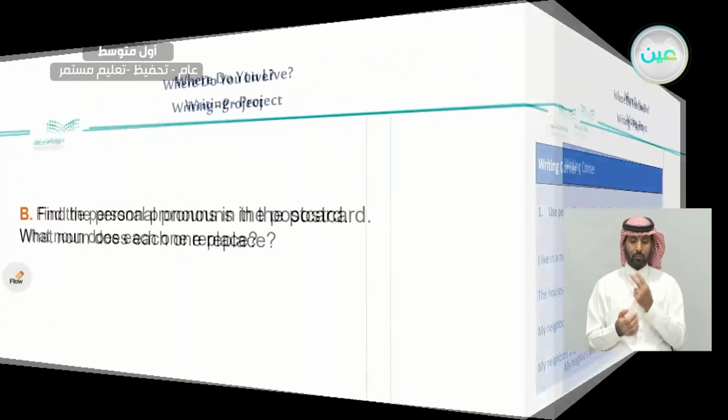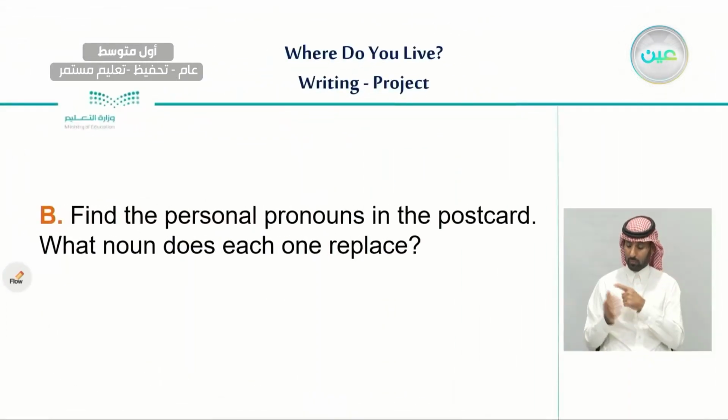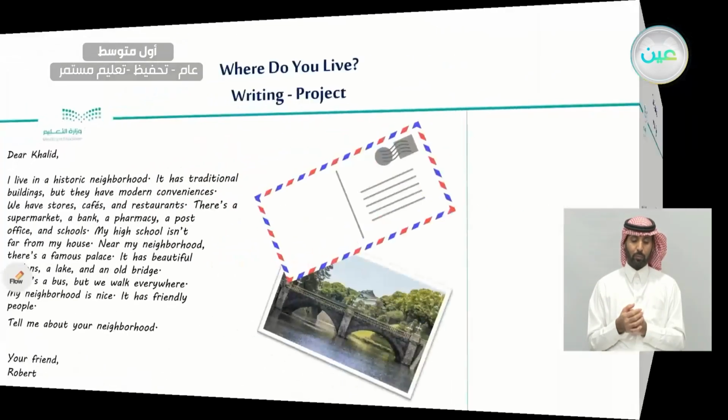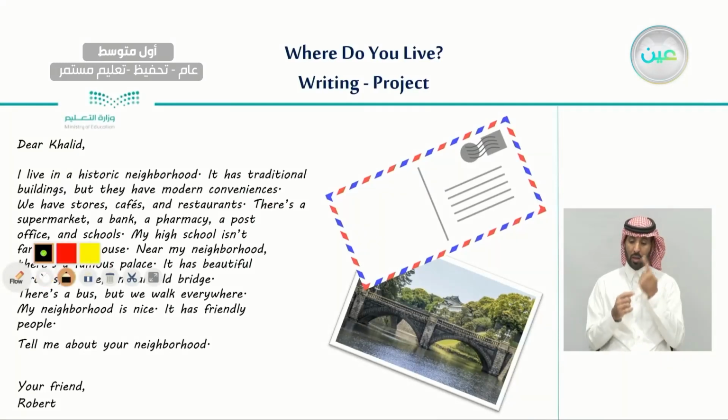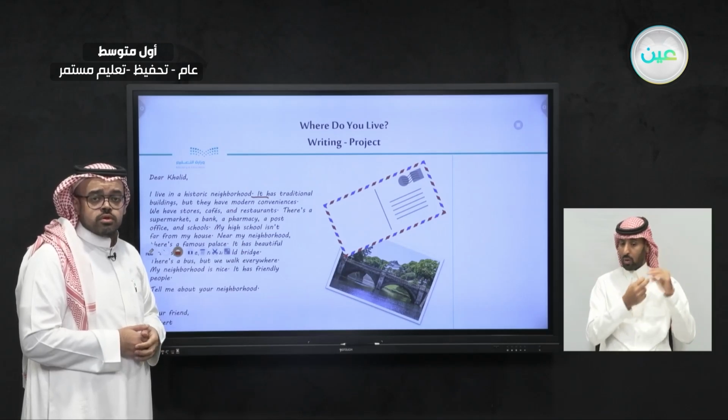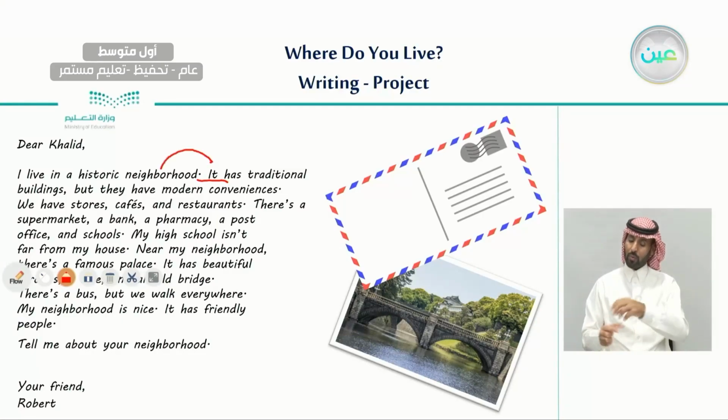So, let's now go back to the text, and we will find the personal pronouns in the postcard that Robert wrote. Let's try to underline the personal pronouns and figure out what noun each one replaces. Let's read it sentence by sentence. The first one says, I live in a historic neighborhood. It has traditional buildings. What do you think it here refers to? Very good. It refers to the neighborhood that we mentioned in the previous sentence.